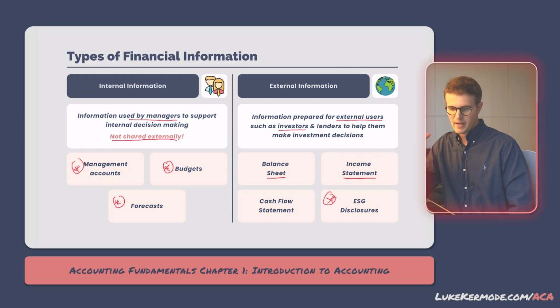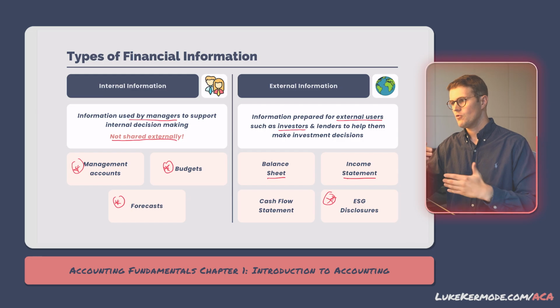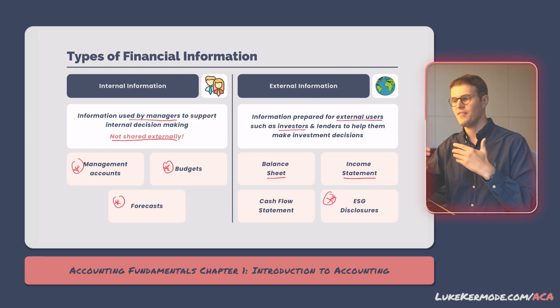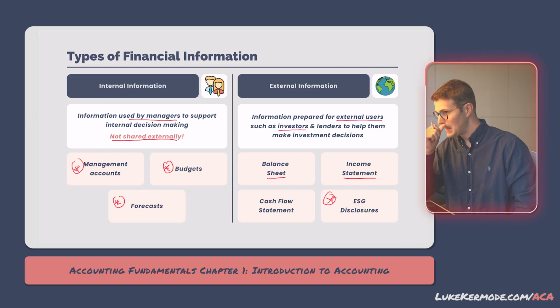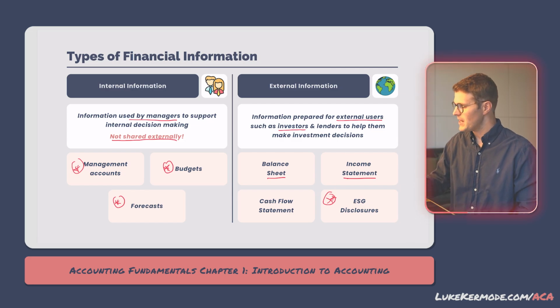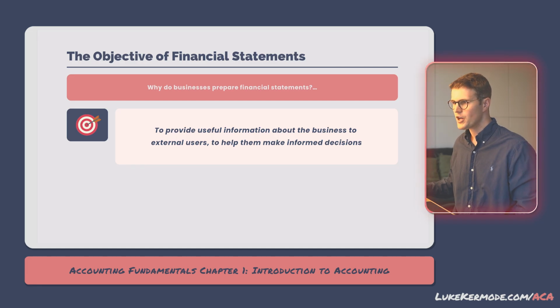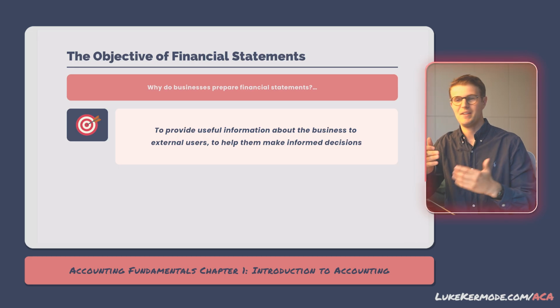External financial reports are typically produced annually, sometimes quarterly, and they need to follow strict rules and standards such as IFRS and the UK Companies Act to ensure accuracy and consistency. In summary, both internal and external information are important. Internal information helps managers steer the ship, whereas external information helps influence the decisions made by investors, lenders, and regulators. So, why do businesses prepare financial statements like the income statement and the balance sheet?